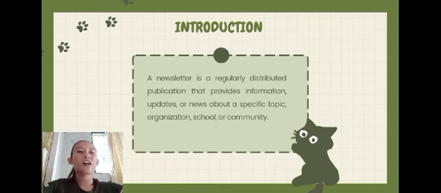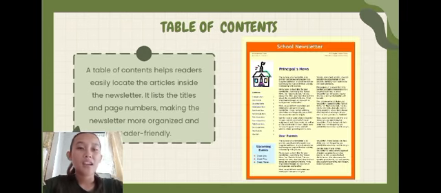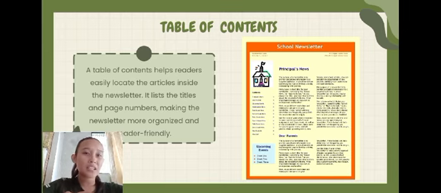Now first, let's start off with the table of contents. A table of contents helps readers easily locate the articles inside the newsletter. It lists the titles and page numbers, making the newsletter more organized and reader friendly.